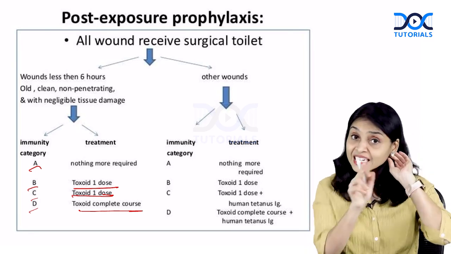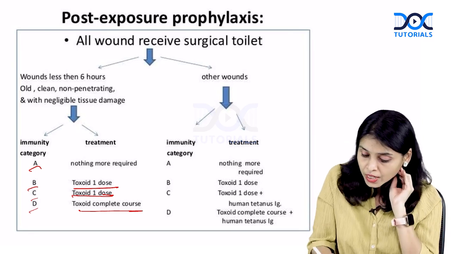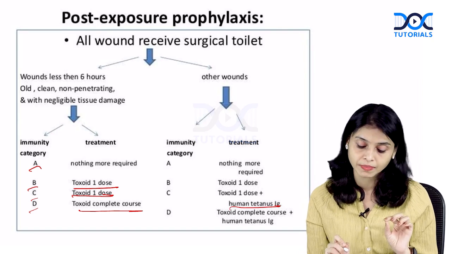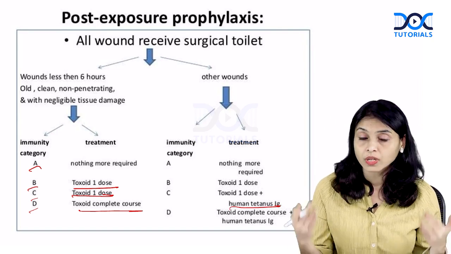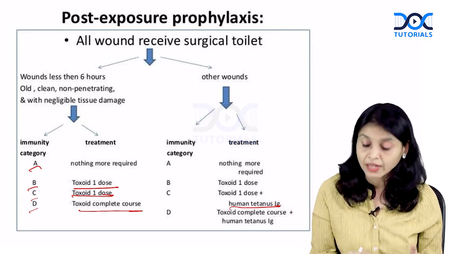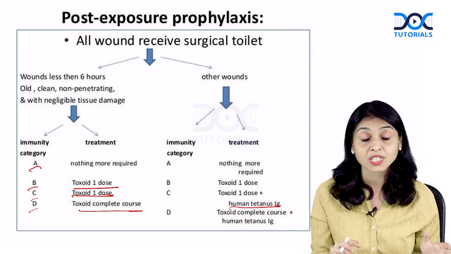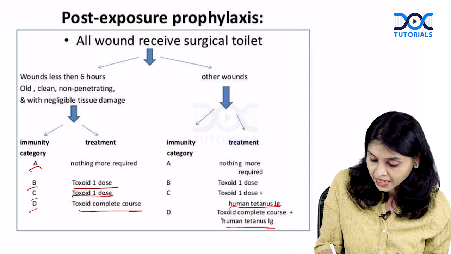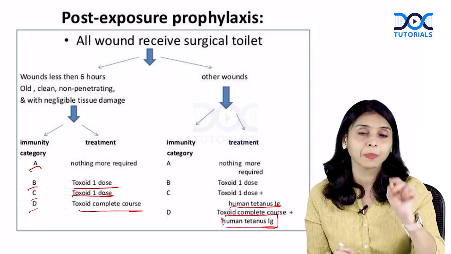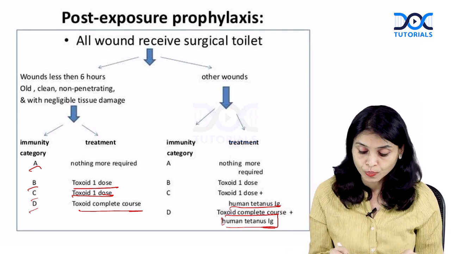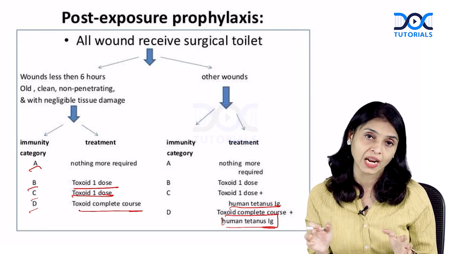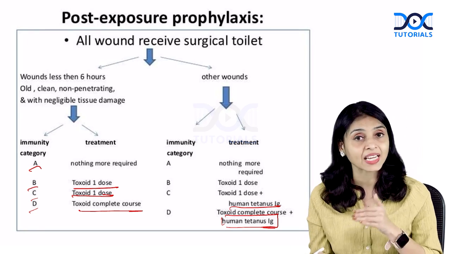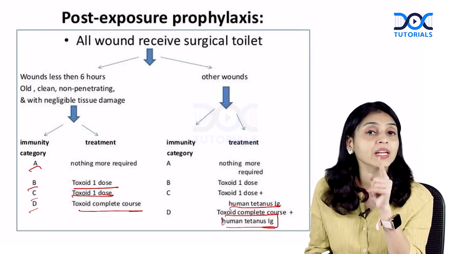So, along with booster, since it is unclean, that means it is a high-risk wound, you also give human immunoglobulin, tetanus immunoglobulin. Okay. Unclean wound, immunity unknown, then you have to give, anyway, you don't know about his immune status or he has not taken. So, you give complete for the future as well as one human tetanus immunoglobulin for that particular wound. Okay. So, this is how you give post-exposure prophylaxis. There is no role for immunoglobulin in clean wound. In unclean wound for category C and D, you are giving immunoglobulin.